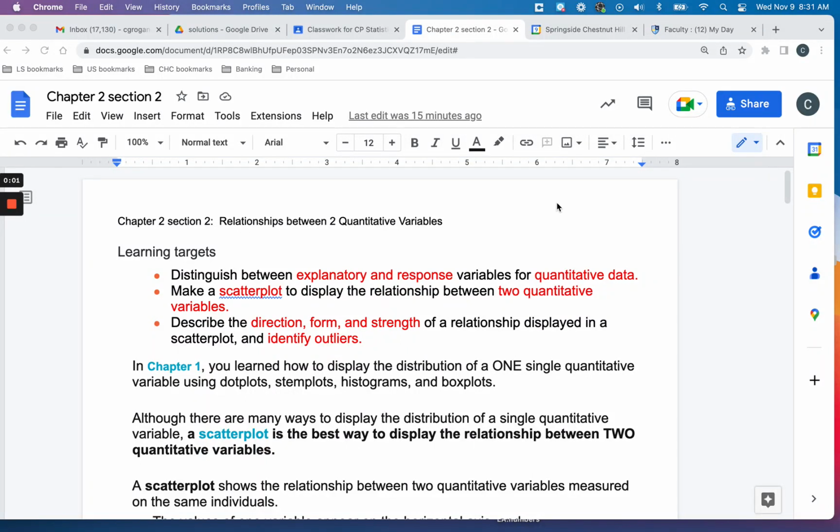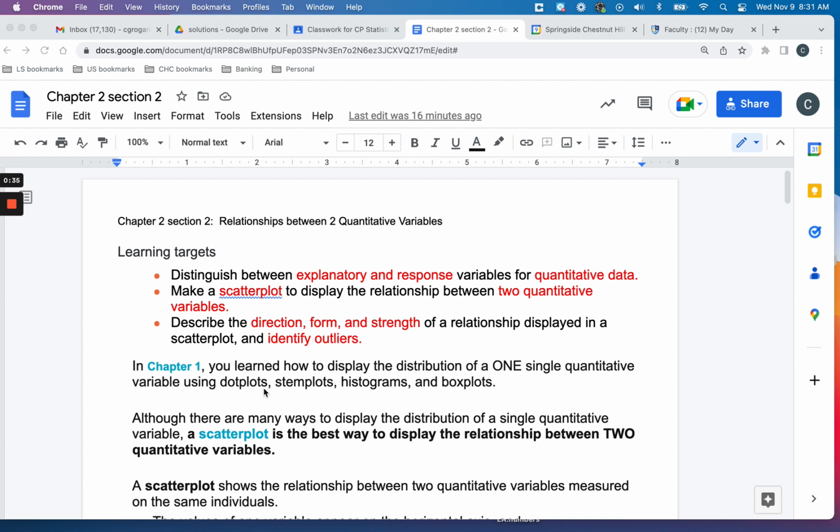In the second section of chapter 2, we're going to continue our relationships between variables, explanatory and response, but in this section we're going to do quantitative instead of categorical variables. So again, one of our big targets will be the relationship between, if you distinguish between explanatory and response variables, but it's quantitative data, we're going to make a plot, because we always make plots or let the app make the plot, but this will be a scatter plot, and it'll be between two quantitative variables.